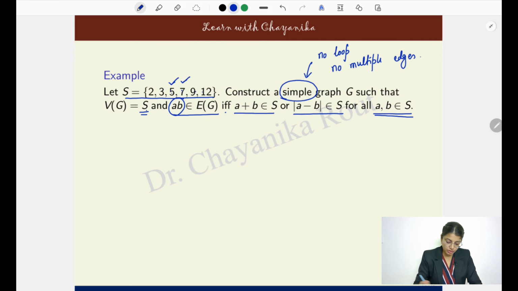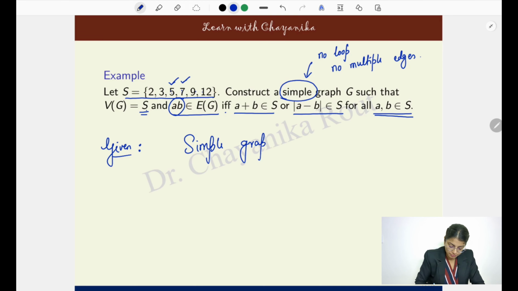Let me make it more clear. First, our job is to list down all the given information. So we need to draw a simple graph. Very important. Graph has to be simple. Next, name of the graph is G. The vertex set of the graph is the set S itself.